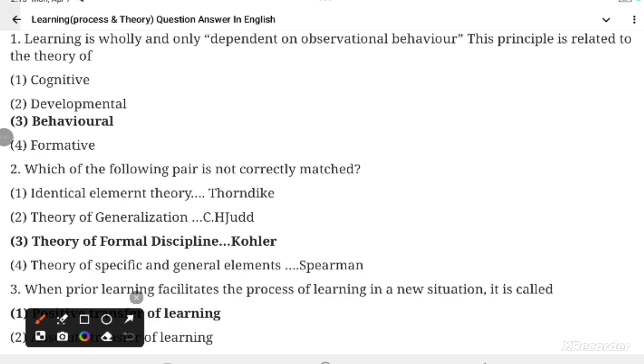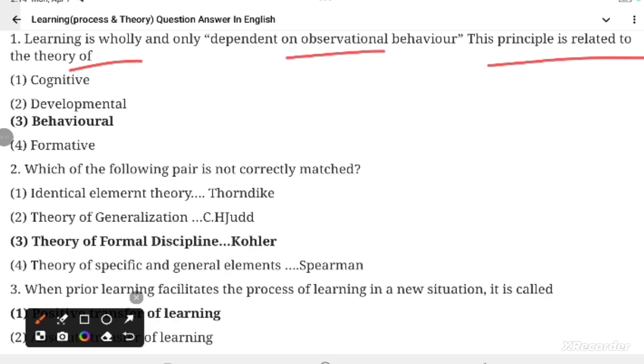Learning is wholly and only dependent on observational behavior. This principle is related to the theory of: cognitive, developmental, behavioral, formative. The correct option is behavioral. Learning is wholly and only dependent on observational behavior. This principle is related to the theory of behavioral.